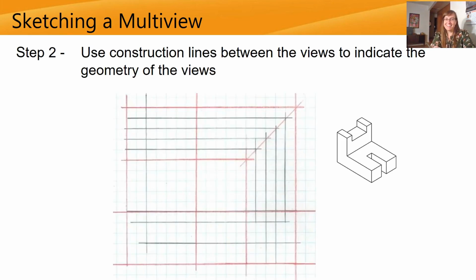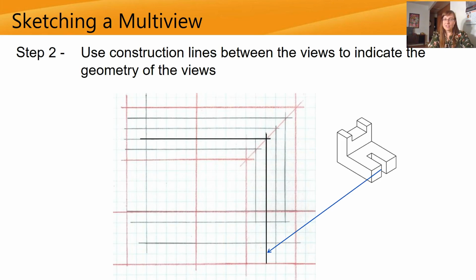So here's what I have here. I'm using construction lines to sort of figure out where everything should go. But this line here represents that top edge that you can see from the front view. And then you can see that this line connects here.